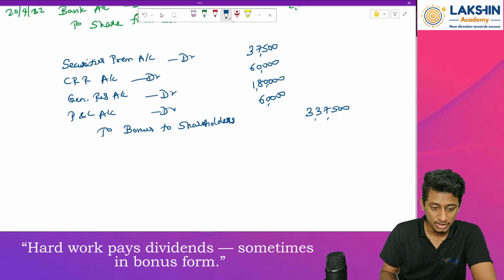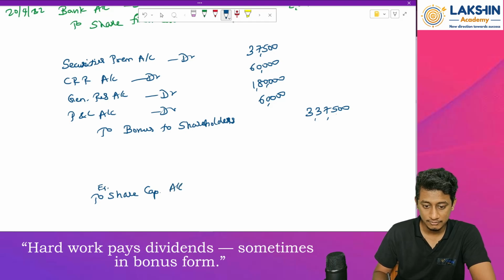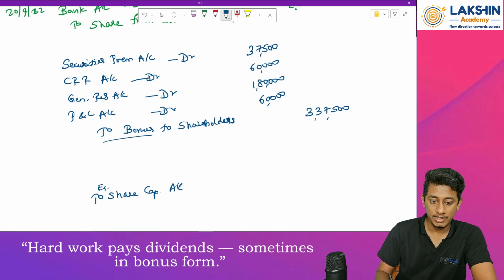Whenever I issue the bonus shares to share capital, the share capital balance will increase. So equity share capital account, by the way, equity share capital account. Debit what? Debit bonus to shareholders to clear it off.